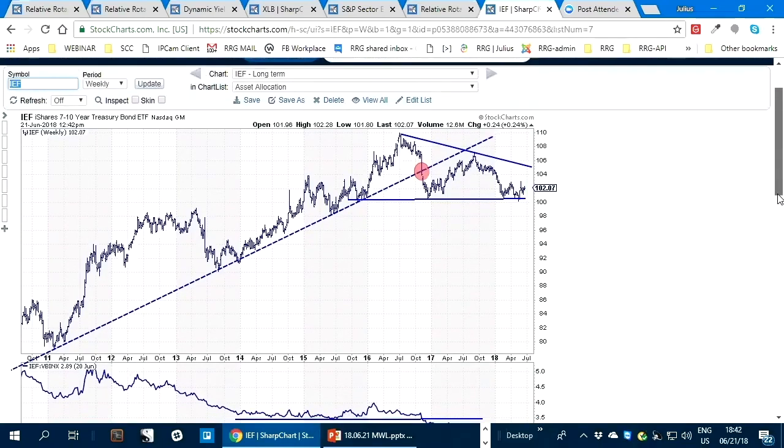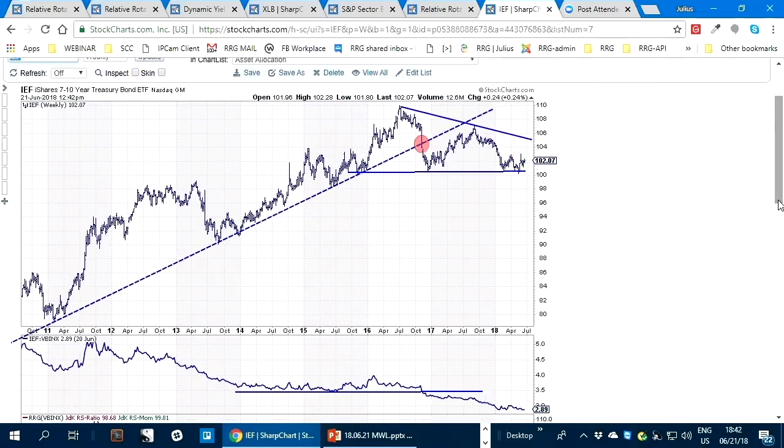Yes, so what we see here is IEF. This is a chart that I've been playing around with for a long time. We had this weakness at the end of last year, a little rally, and we're now testing that 100 support level. This, to me, looks like selling pressure still.